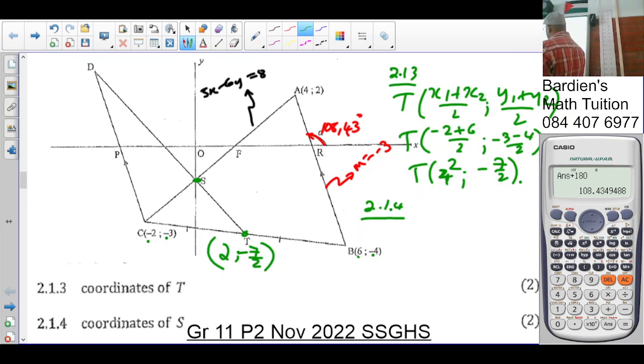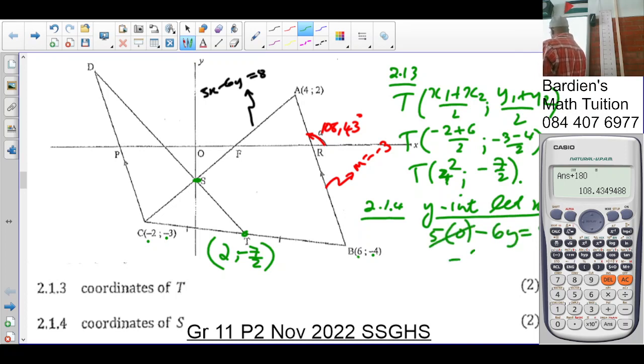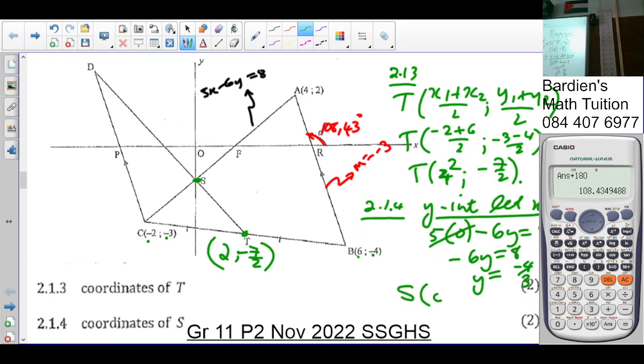Now, for S, you say y-intercept. How do you calculate the y-intercept? We let x equal to 0, not so? So we say, was that a 5 or 3? This is a 5. So it's 5 times 0 minus 6y is equal to 8. That gives you 0 there. Negative 6y is equal to 8. y is equal to negative 4 over 3. But have I answered the question? No, they want the coordinates of S. So S is going to be 0 and negative 4 over 3.